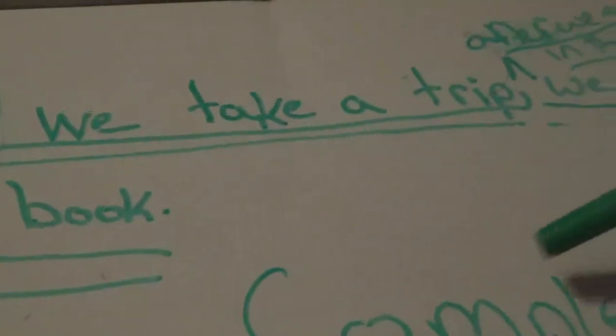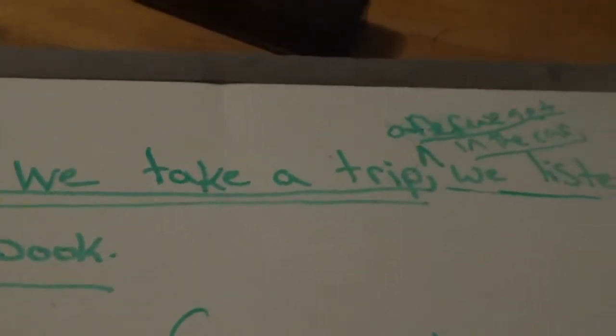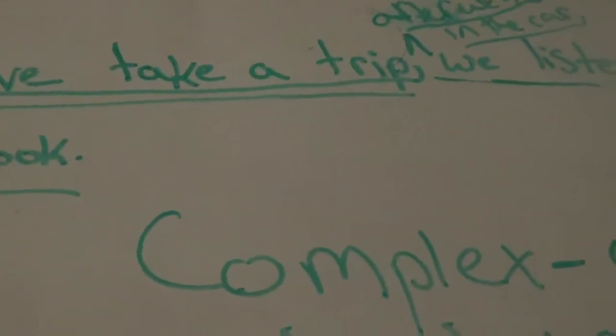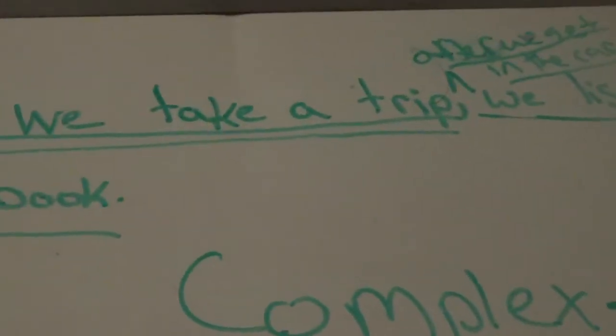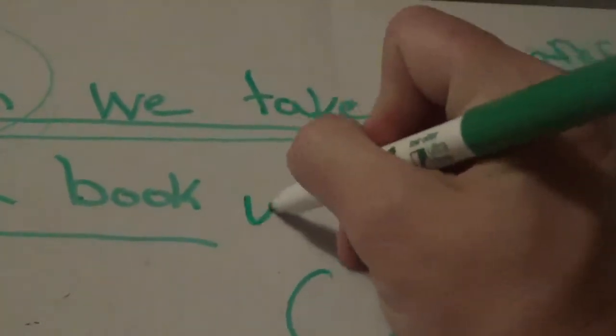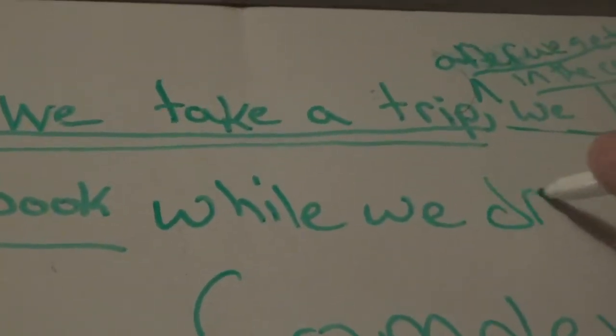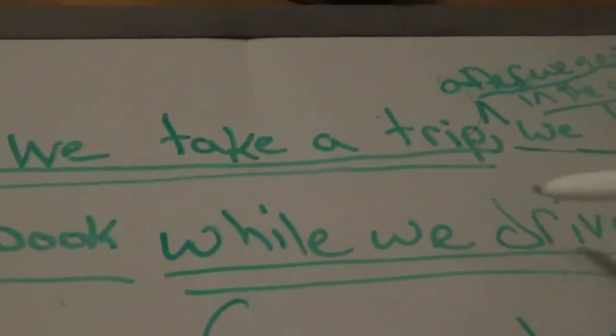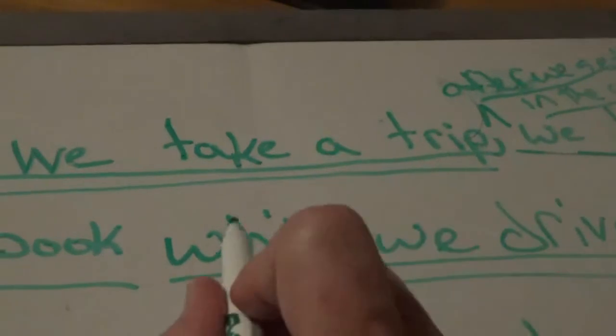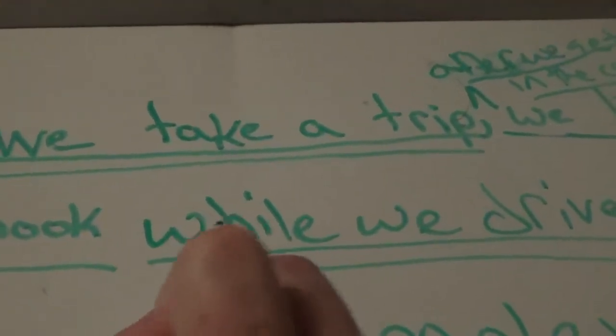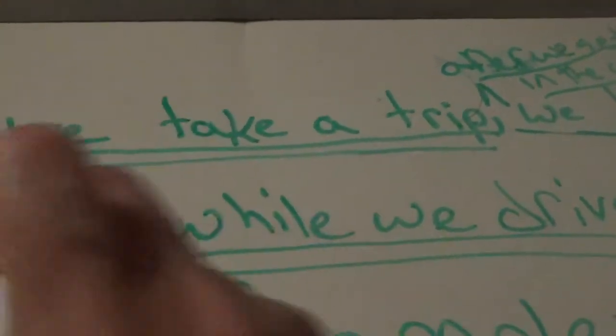Should only be underlined once because that's an independent clause. Okay, we listen to a book. So when we take a trip, after we get in the car, we listen to a book. You could say, when we take a trip, after we get in the car, we listen to a book while we drive. While we drive is a dependent clause. It has a subject, we, and a predicate, drive. It cannot stand alone because it has this subordinating conjunction, while, that's connecting it to the rest of the sentence.